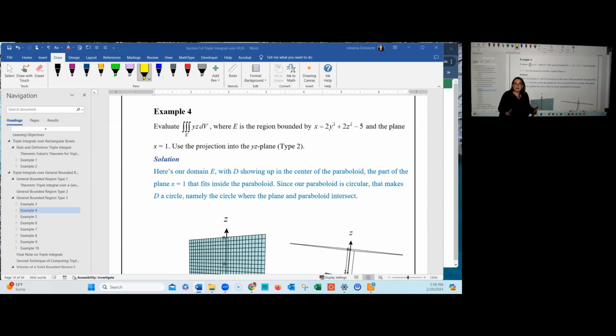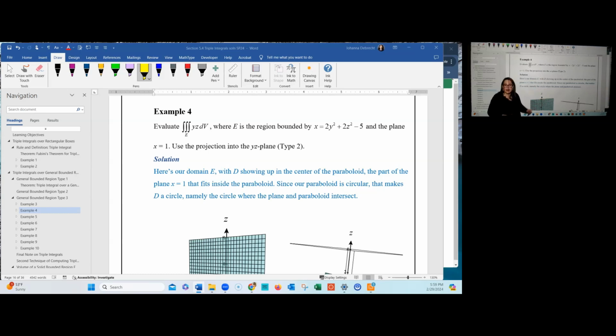The fact that it doesn't have an x in it doesn't make it any less a function of 3 independent variables. We're told to use the projection into the YZ plane, which means it's type 2. If the projection is into the YZ plane, we're casting our flashlight along the x-axis so that the shadow falls into the YZ plane.